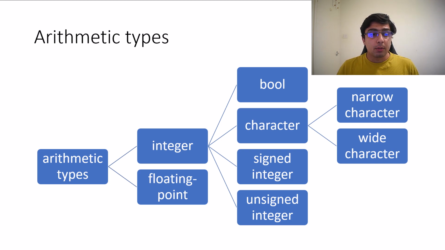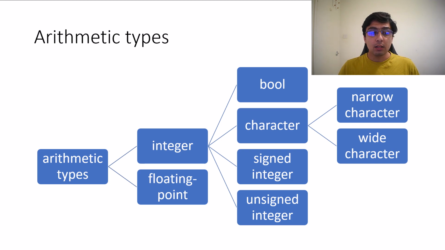Character types are categorized into narrow and wide characters. Narrow characters are used to represent individual characters such as letters, digits, or symbols. On the other hand, wide characters are used for representing symbols from larger character sets such as Chinese letters, or when dealing with multi-byte characters.